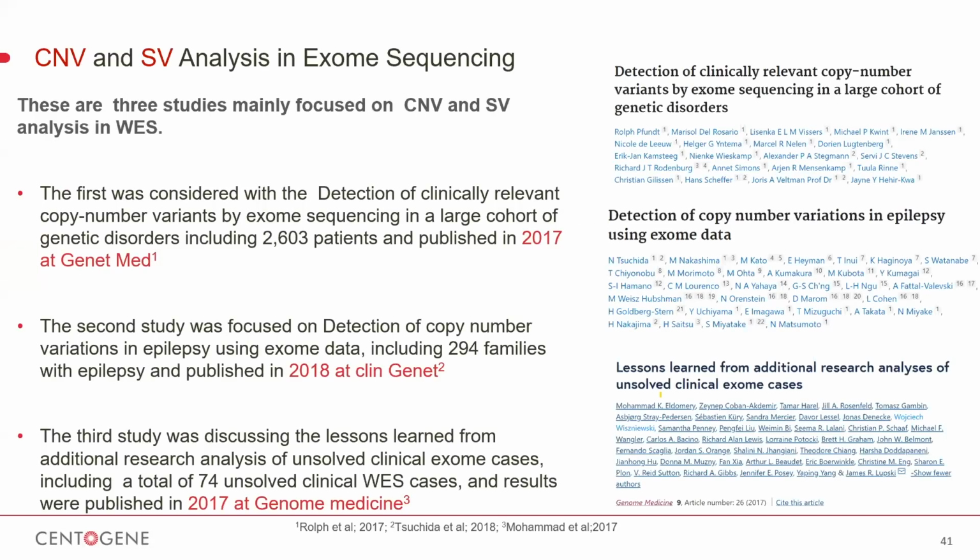Starting with this first slide, which is the sum of 3 papers in different categories. The first paper was published in 2017 in Genetics in Medicine, including 2,603 patients, a large cohort with different genetic disorders. The second paper focused on those with epilepsy from 294 families and was published in 2018 in Clinical Genetics. The third one was on the role of copy number variants in unsolved clinical exome cases and how it helped 74 cases get positive results, published in 2017 in Genome Medicine.